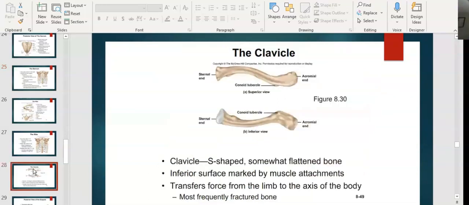Okay, so then we have the clavicle right here. The clavicle is going to be connecting your sternum with your shoulder. The clavicle is going to have two ends. As you can see here, there's one end in here, the other one is going to be in here.